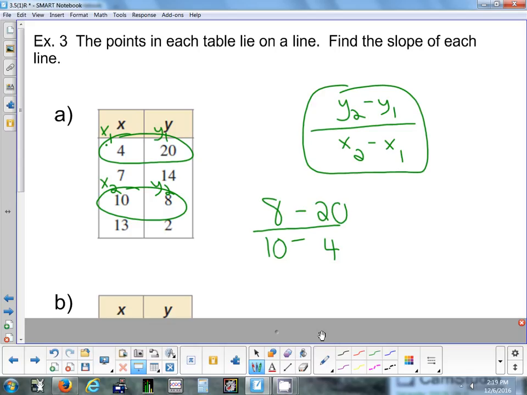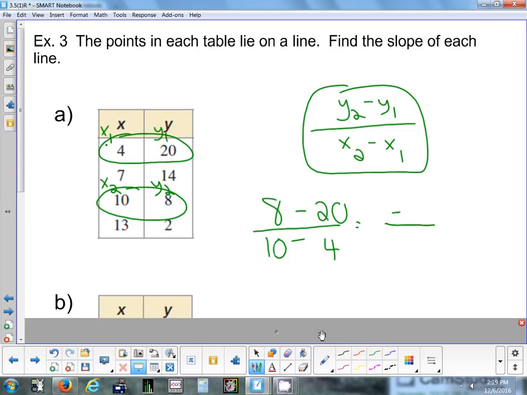All right, now I do subtraction. 8 minus 20. Positive number or a negative number? Someone tell me by raising their hand. Positive number or negative number? Nini? Negative. Why?